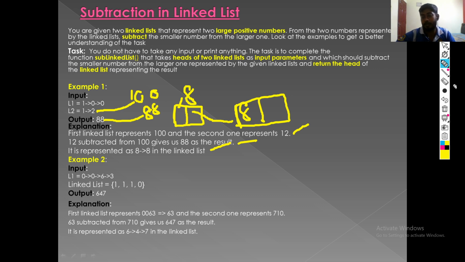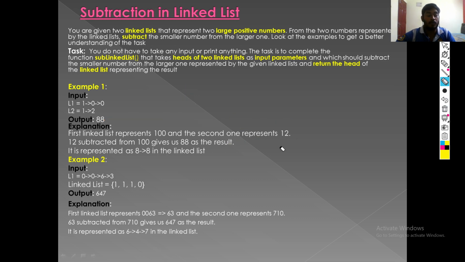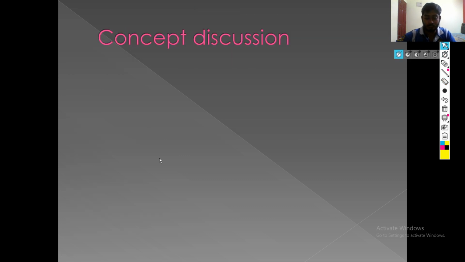Now let's jump into the topic. What is the concept we are going to follow to achieve this answer? First, we are going to create linked list code. Using that linked list code, we are going to create a new set of linked lists, which means this is the first variable we are going to input, and this is the second variable we are going to input. We can say L1 and L2.